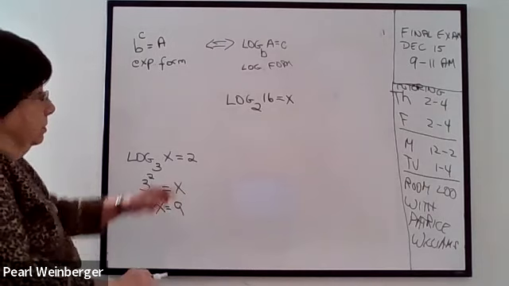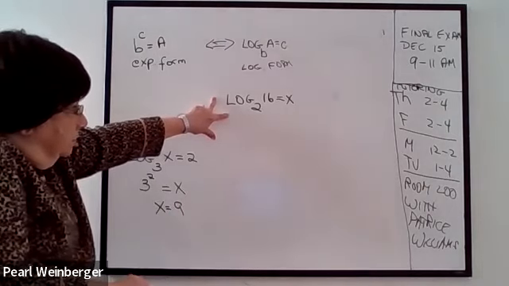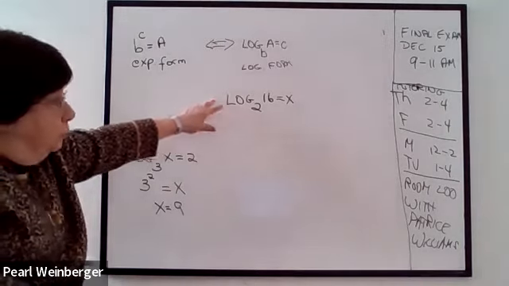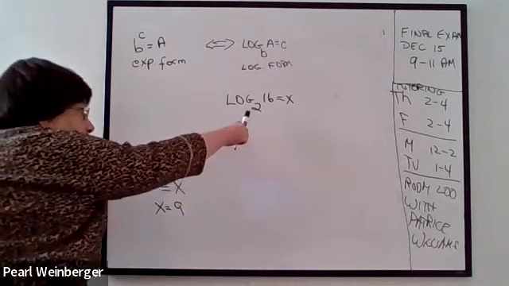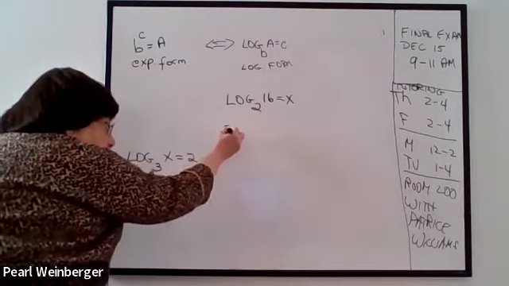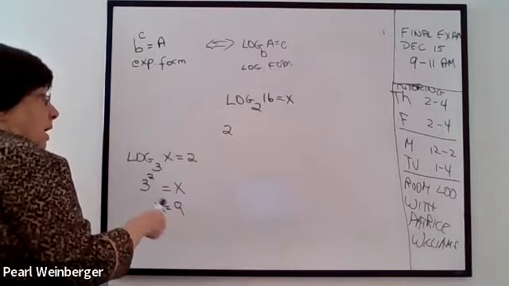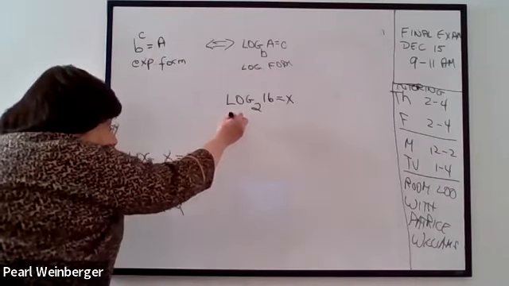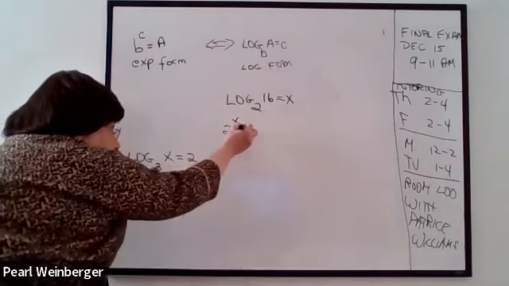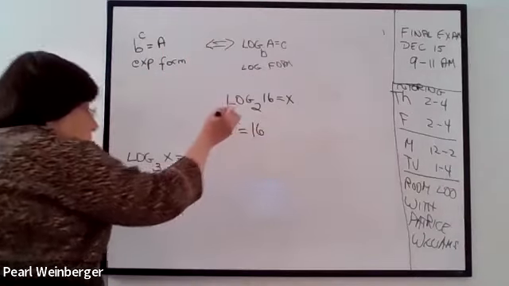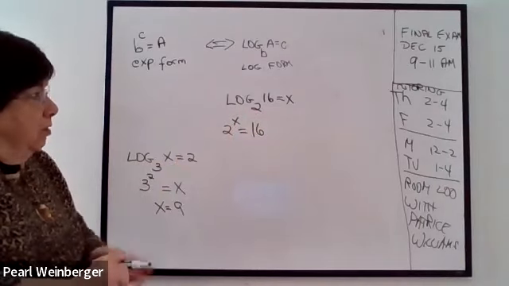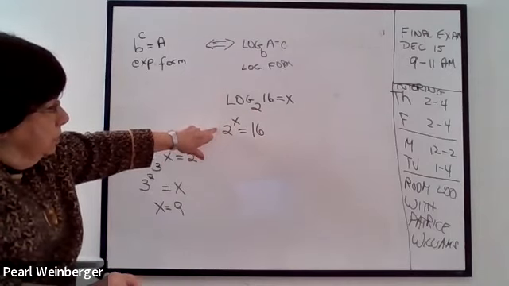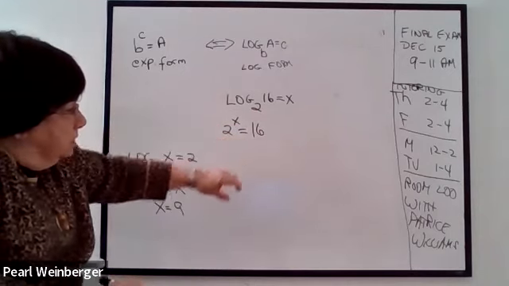Okay, let's see if we can do this. Again, it looks strange in logarithmic form, so we're going to change it to the exponential form. Our base is the subscript. That's always our base. Our exponent is the number on the other side of the equal sign, which in this case we don't know, it's x. That equals 16. So my logarithmic equation becomes the exponential equation 2 to the x equals 16.